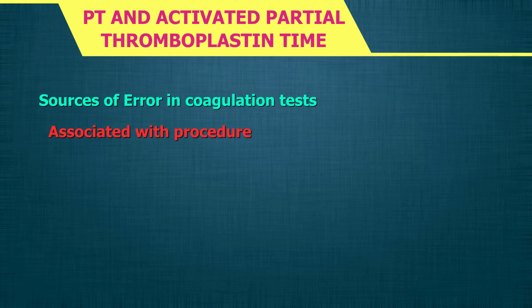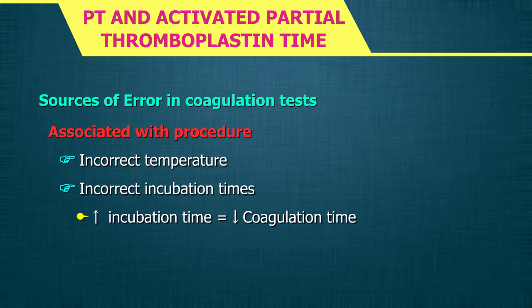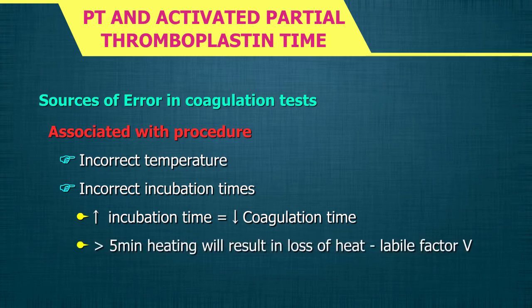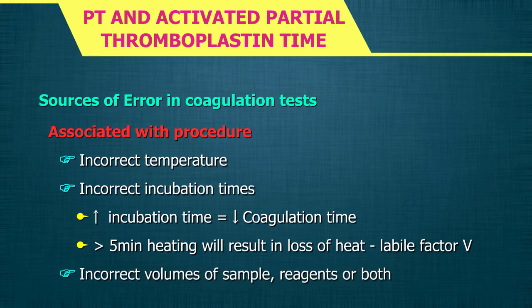Associated with procedure: incorrect temperature, incorrect incubation times. Increased incubation time is equal to decreased coagulation time. More than 5 minutes heating will result in the loss of heat labile factor 5. Incorrect volumes of samples, reagents, or both.